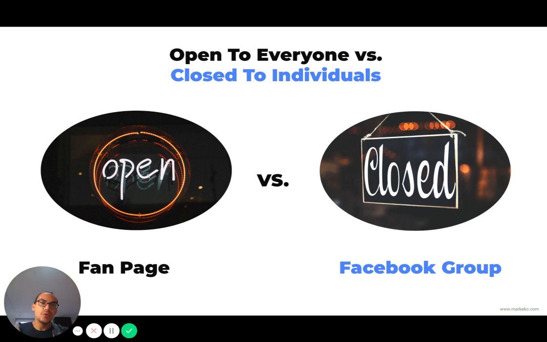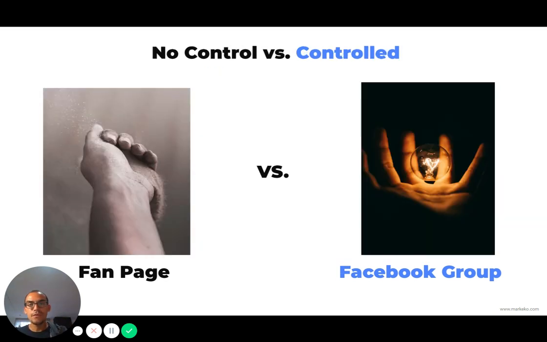Why? Because you can ask three questions. We talk about this, and we're going to talk about it in other lessons as well. You can ask them to leave more information about themselves. You can get to know your community better. So it's not just a like or a follow, but people have to request to join. They have to answer questions. So I think you're closer to your community, because you understand better what their needs are. So that's a big difference between having an open fan page versus a closed Facebook group.